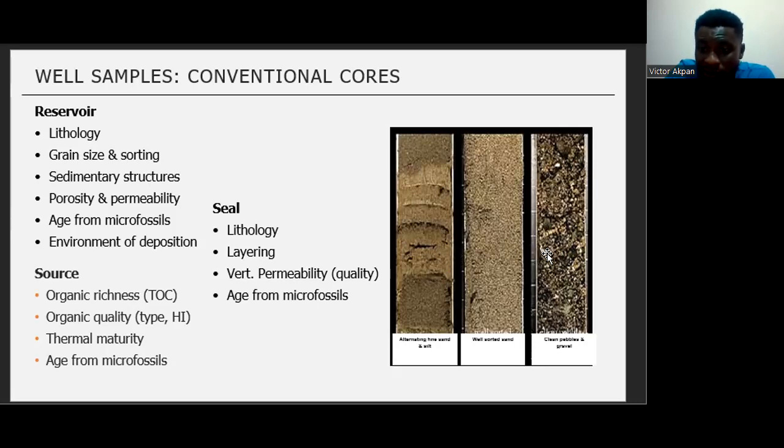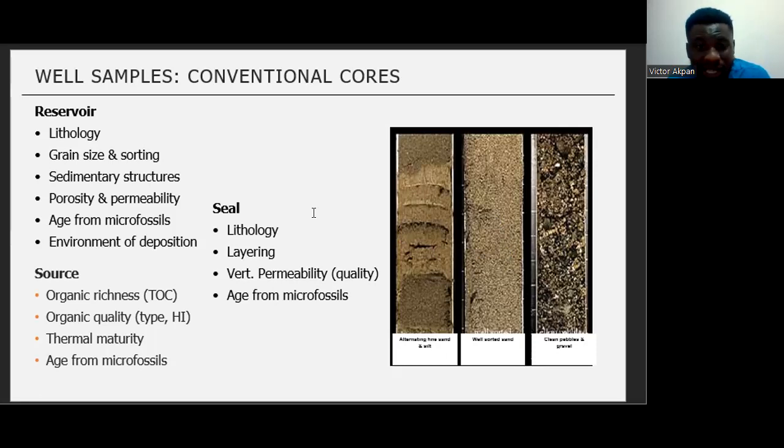We find that this is very coarse, showing that probably it is gravel or pebbles. We find this finer, well sorted sand, and then we find these alternating sand and silt in this core. Now, conventional cores can give us information concerning our reservoir, our source, and even our seal. For reservoir, it tells us about the lithology. From this you see that silt and sand alternating over here. So lithology is clearly seen with conventional cores.